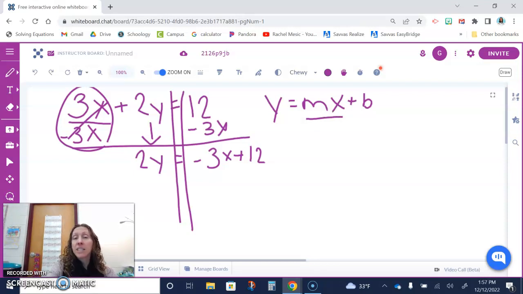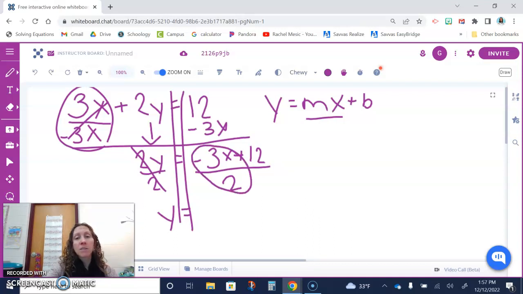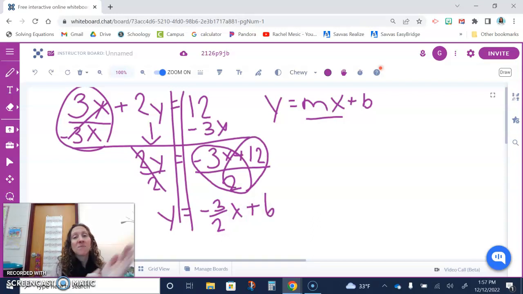All right, lastly, to get that y by itself, it currently says 2 times y, so you need to divide both sides by 2. 2 divided by 2 is 1. 1y is the same as just y. Then you have to make sure you divide both of those terms by the 2. So if we divide negative 3x by 2, we get negative 3 halves x. And then if we divide 12 by 2, we get 6. So there is the first step.